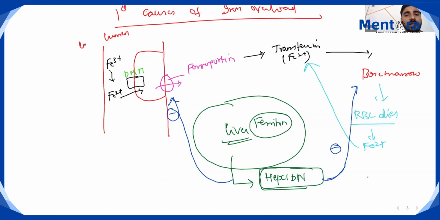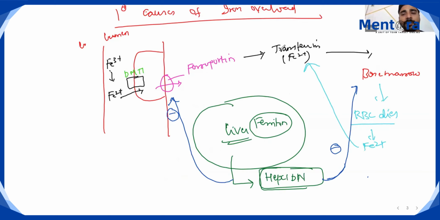So simply speaking, the main cause of primary iron overload is the iron that is taken by the body through diet. It enters into the lumen of the gut. From the gut, it enters into the enterocyte by the action of the divalent metal transporter 1 protein. From the enterocyte it enters into circulation by the action of a protein called ferroportin, right?